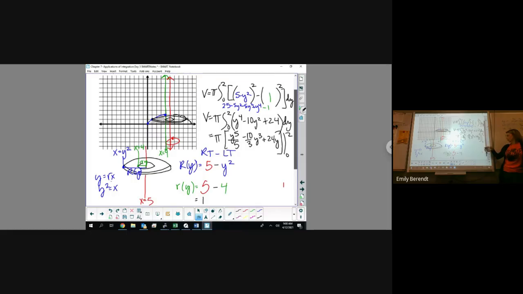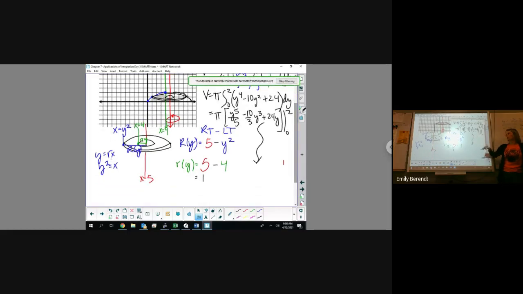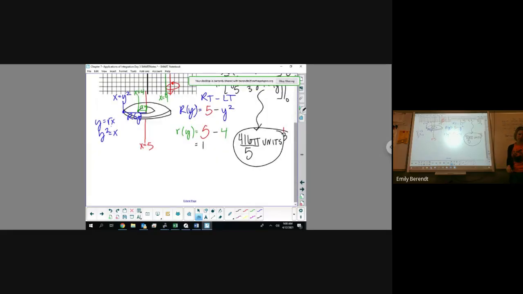Anybody want to give it a whirl? Nope. I have pi over 5 written down. No. 416 pi over 5 cubic units.